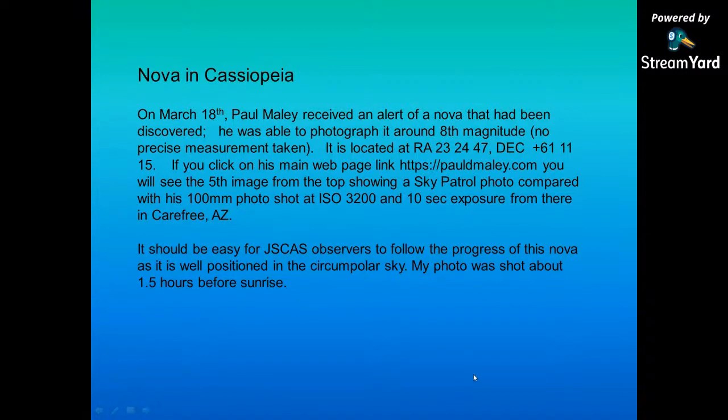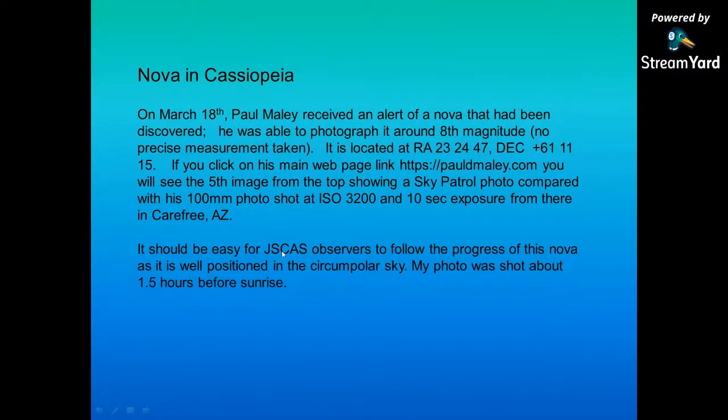Okay. Paul asked one of Doug or myself to show this, but he did this originally by email. Many of you might have even seen it. On March 18th, he received an alert of a nova that had been found in Cassiopeia, and he was actually able to photograph it around 8th magnitude, but there was no precise measurement taken. The slide here has the RA and Dec, and if you go to his page, paulmaley.com, you can actually see the image, and I have it in a following slide. Image of the nova, compared to a Sky Patrol photo, and I'll show that here.